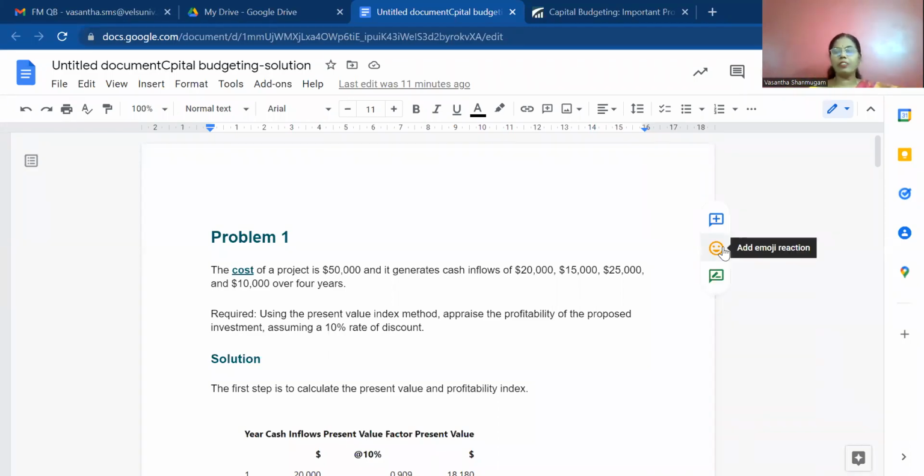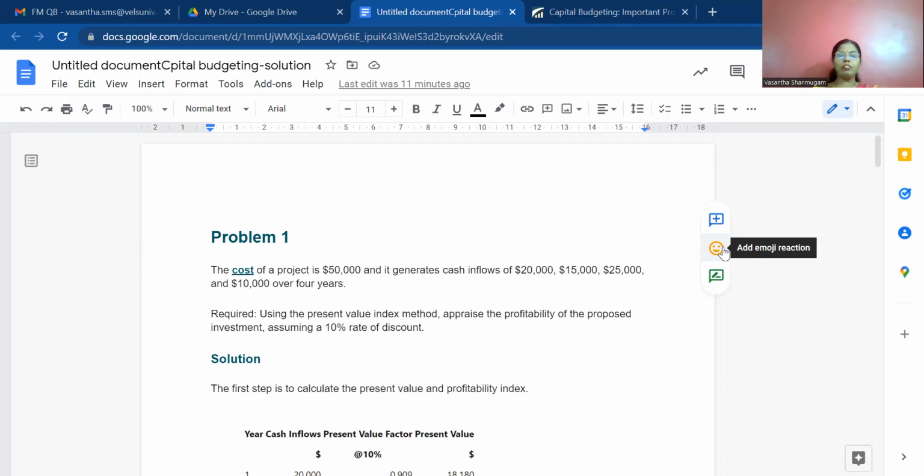Hi students, today our topic for discussion is solving problems in the present value method, payback period method, and annual rate of return method. Let me explain this question. Before reading the question, I would like to explain what is meant by the present value method. In the case of the present value method, what will you do? We will compare the present value of cash inflow with the present value of cash outflow.